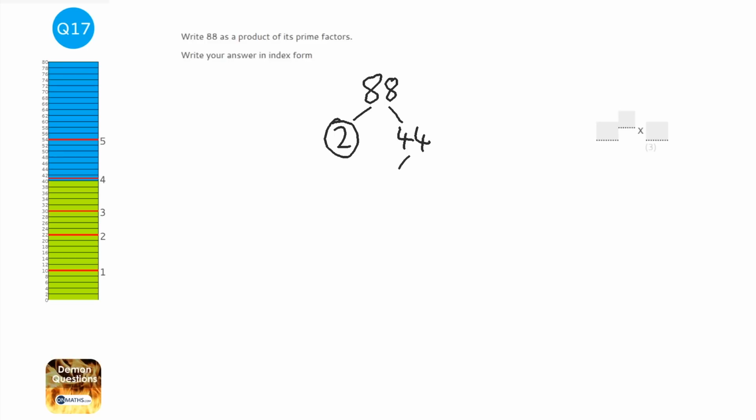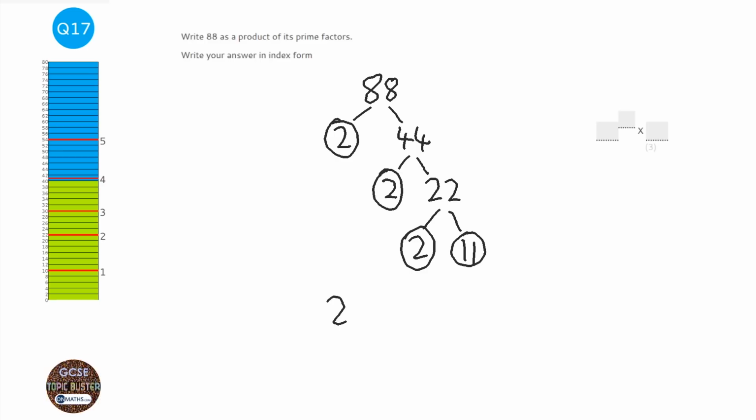So 44, I can get another 2 out of that, so 2 and 22, and then 2 and 11. Now 11 is also a prime number, and when you're left with just prime numbers, you write your answer out like this.